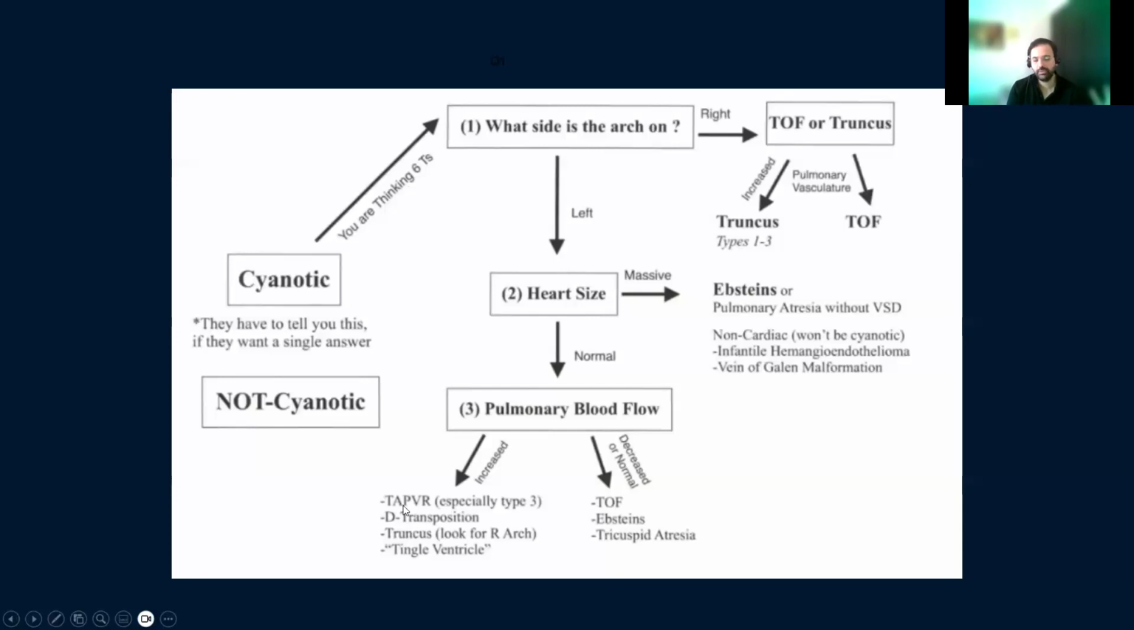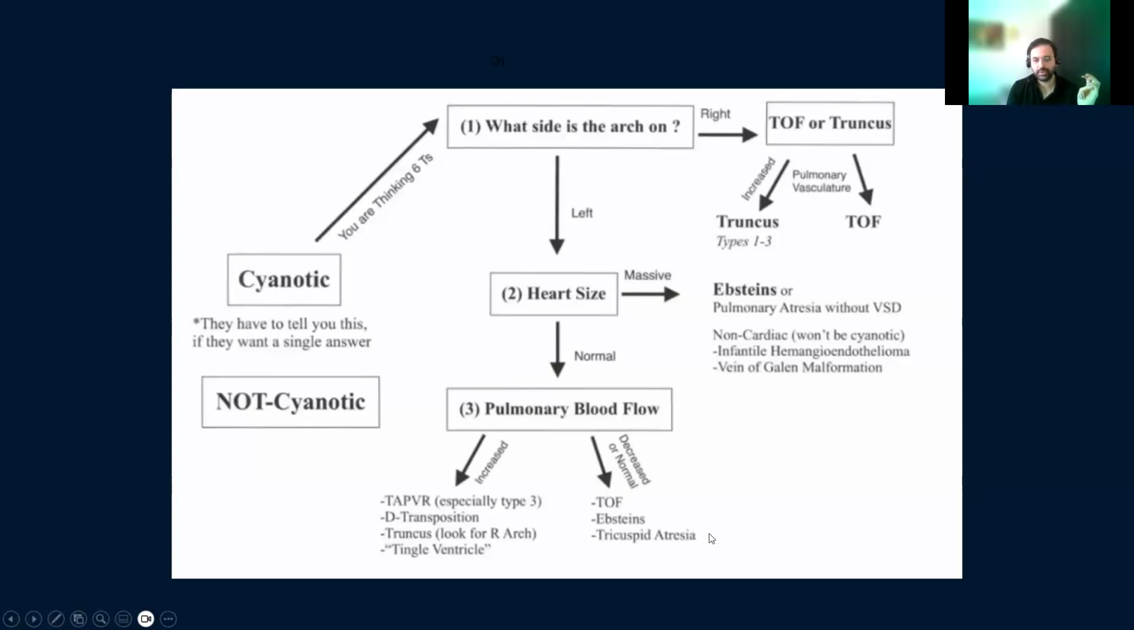Like, say, for a TAPVR, you know that there is going to be lots of blood going to the right side of the heart because all the pulmonary veins are coming into the right side of the circulation. So you're going to have increased pulmonary blood flow. Heart size is going to be normal, arch is going to be on the left, but the child is still cyanotic. So you see the pulmonary blood flow can sometimes help you to answer the questions, whether it is an increased blood flow or decreased blood flow.